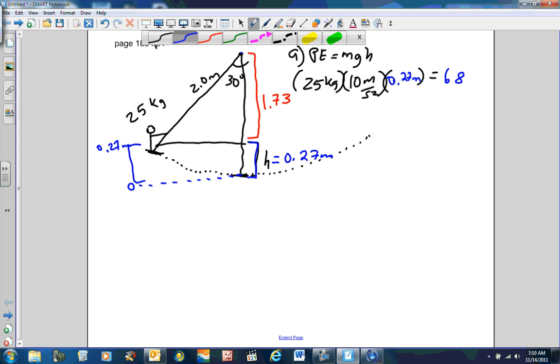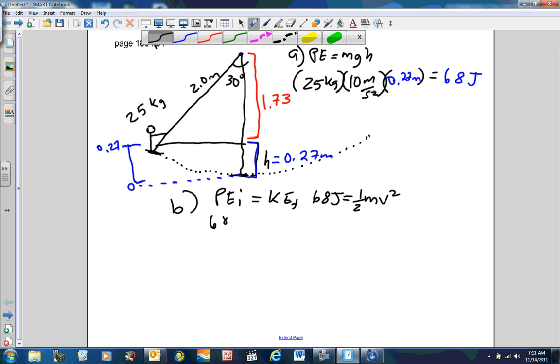Now, if you look in the answers in the book, they have 66. That's because we use 10 instead of 9.81. Okay, that's A. B, they asked for the speed of the child here. Now, again, we could use Newton's second law and all those kinematic equations, but remember how easy this is. We know that the initial potential equals the final kinetic. Kinetic is the only equation we have with velocity in it in this chapter.